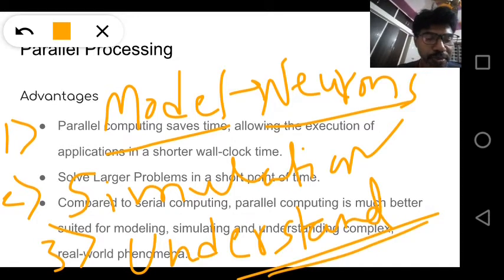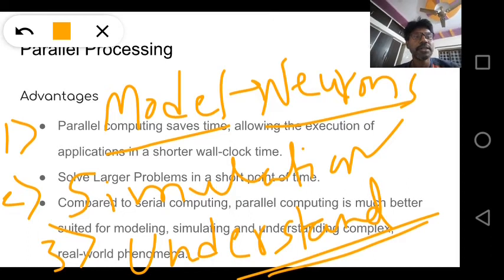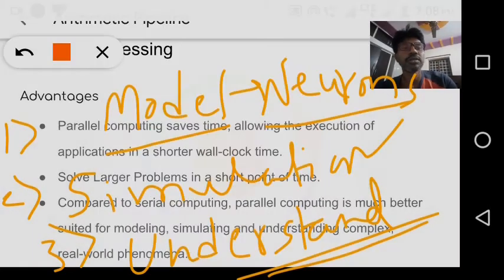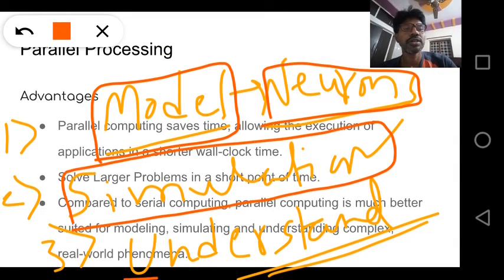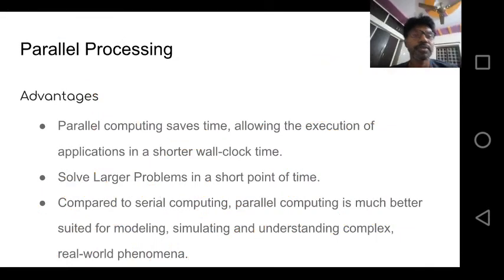complex real world phenomena. So it is quite possible to understand complex real world phenomena. When it comes to modeling the neurons, simulation, understanding: first you have to model the neurons, you have to simulate the neurons, you have to understand. For this process, we can use parallel processing. So, it solves larger problems in a short amount of time. Especially, parallel processing is used to compute complex problems, and it's suited for modeling, simulation, understanding complex real world phenomena.